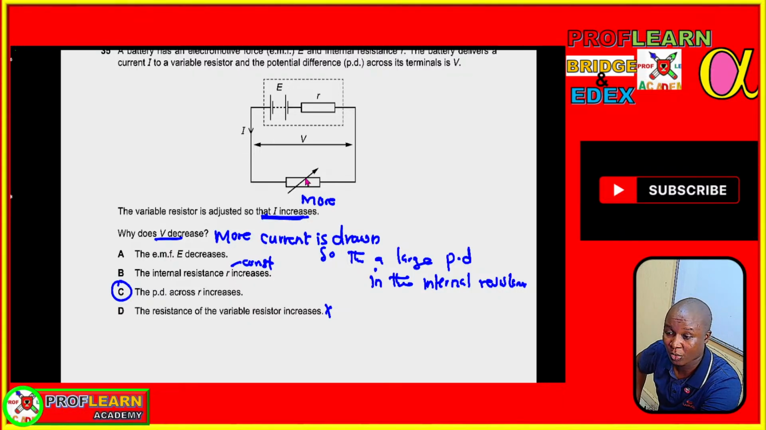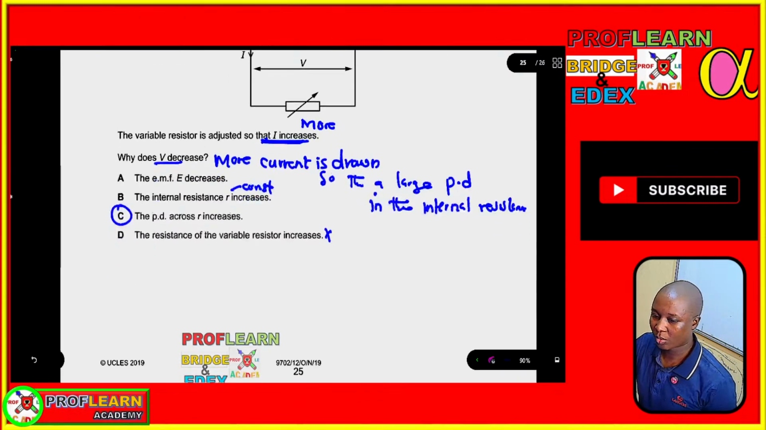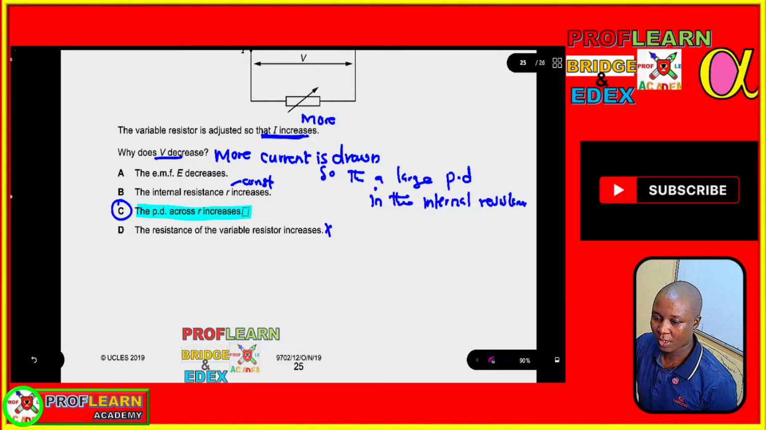from the cell. Because of low resistance, more current will be drawn from the cell, and when there's more current drawn from the cell, we are going to have a large potential drop due to the internal resistance of this cell that we have here. So because if you have a large amount of current, then we're going to have a large potential drop due to the internal resistance of this cell, and that's why we're going to say the PD across R increases.